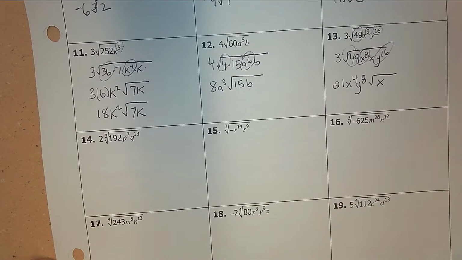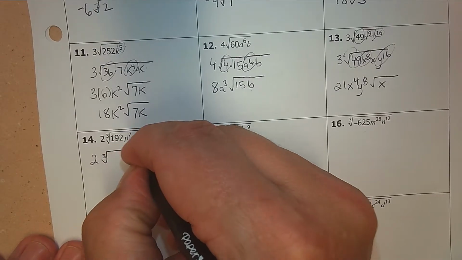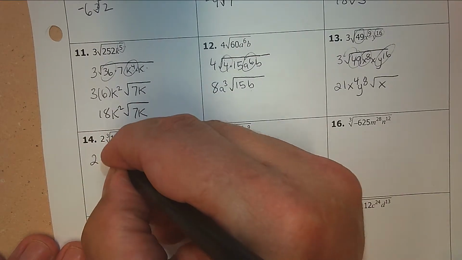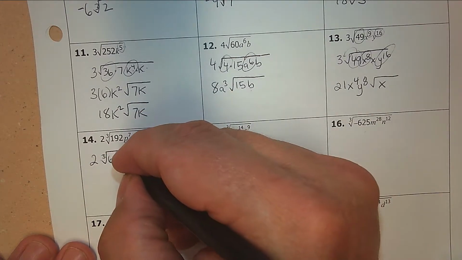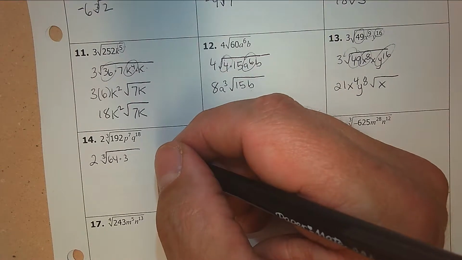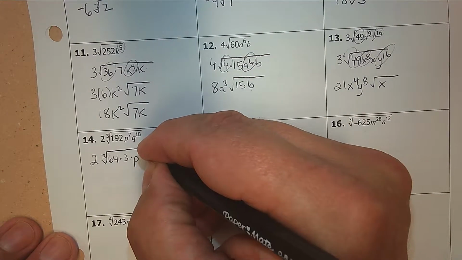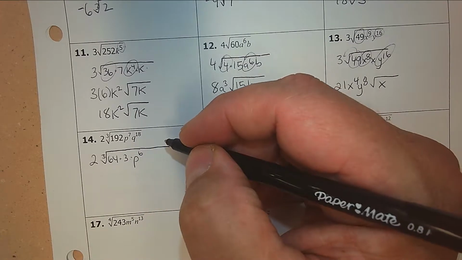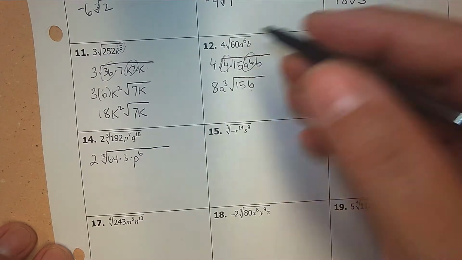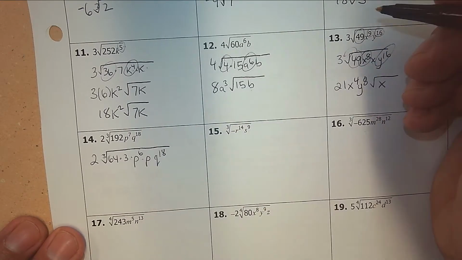Number 14. So where you have a 2 in front, cube root, perfect cube. So it's going to be 64 times 3. The 7, now we're dividing by 3. So we're going to use p to the 6th, because we're finding the closest number to 7 that 3 goes in evenly. And that leaves me with 1p. And then 18 is fine because 3 goes into 18 evenly.